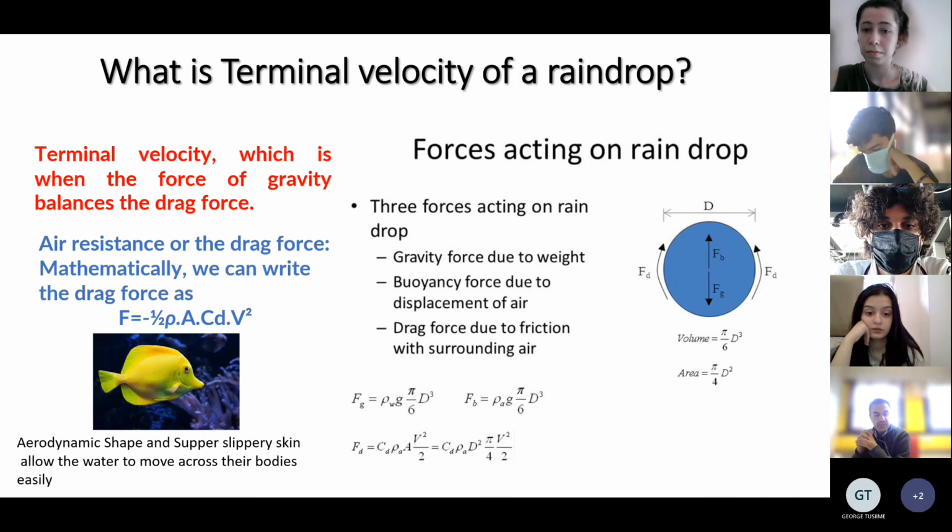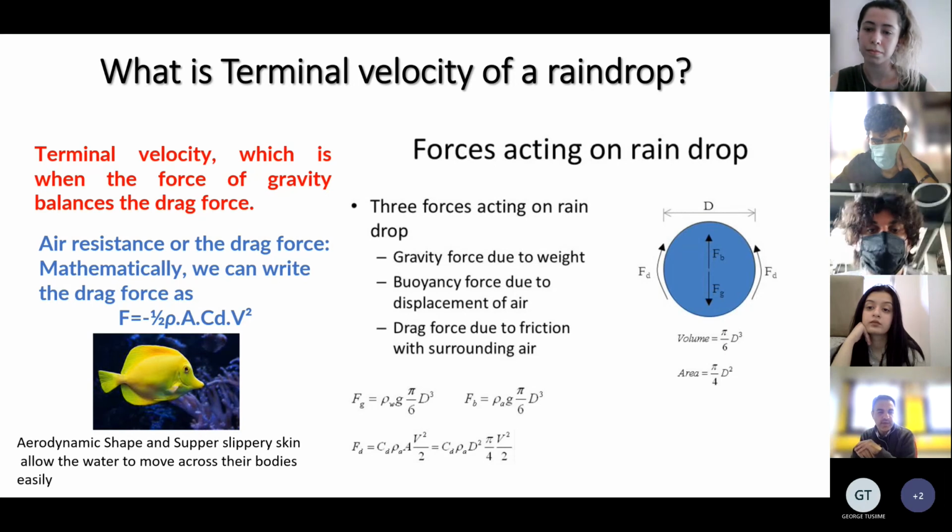The other force is resistance. Because of this drop, its lower surface and sides are in contact with the atmosphere, and there's a resistance which would like to stop this motion, a kind of friction, which we call drag force.